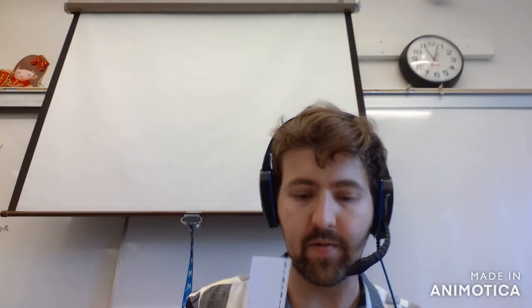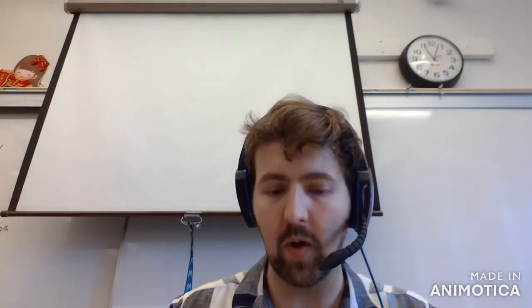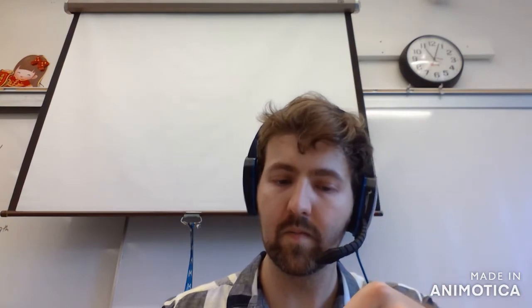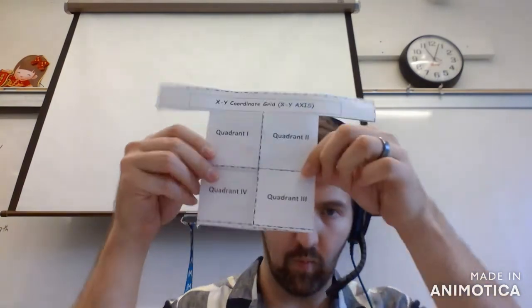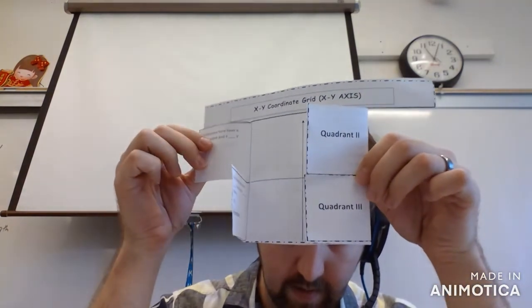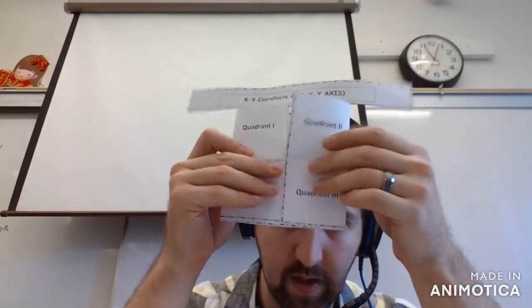And then what I like to do is I like to go in and I'll cut the other 2 dotted lines, because what we're going to have is 4 little windows that'll say quadrant 1, quadrant 2, quadrant 3, and quadrant 4 on the outside. So when you're done cutting, it'll look something like this, where each window opens up.